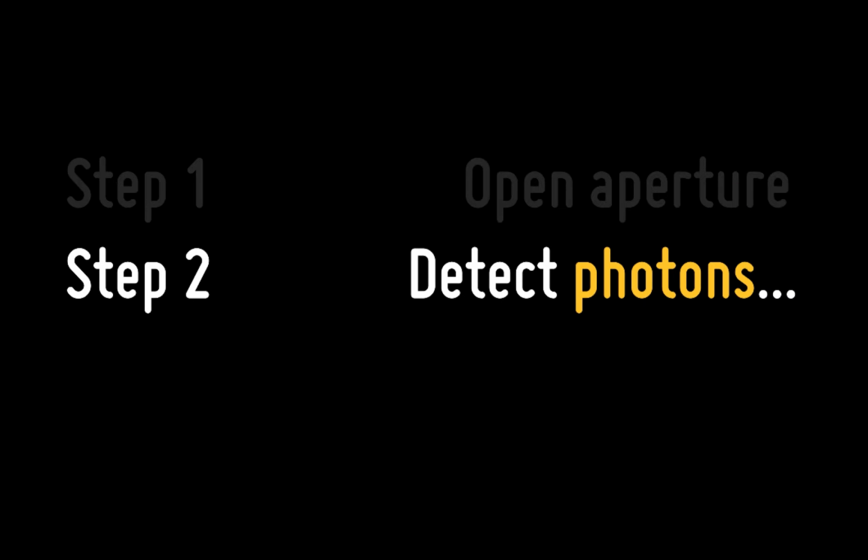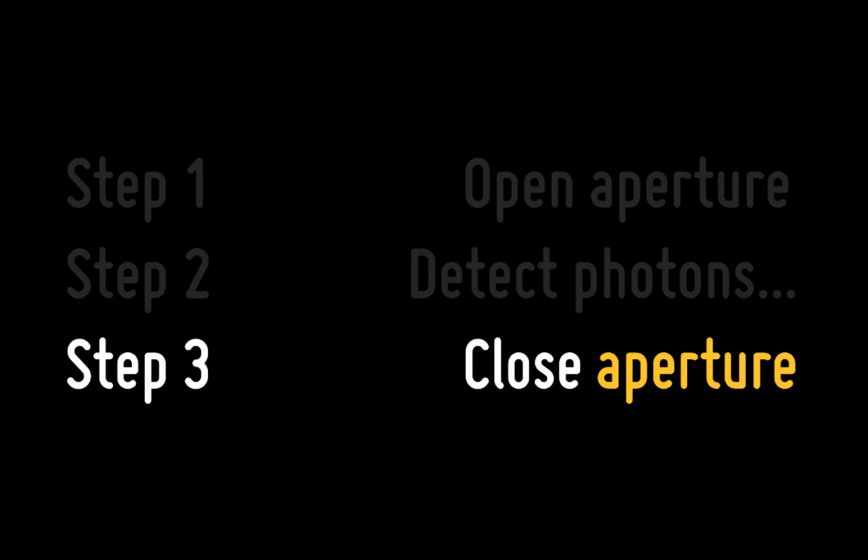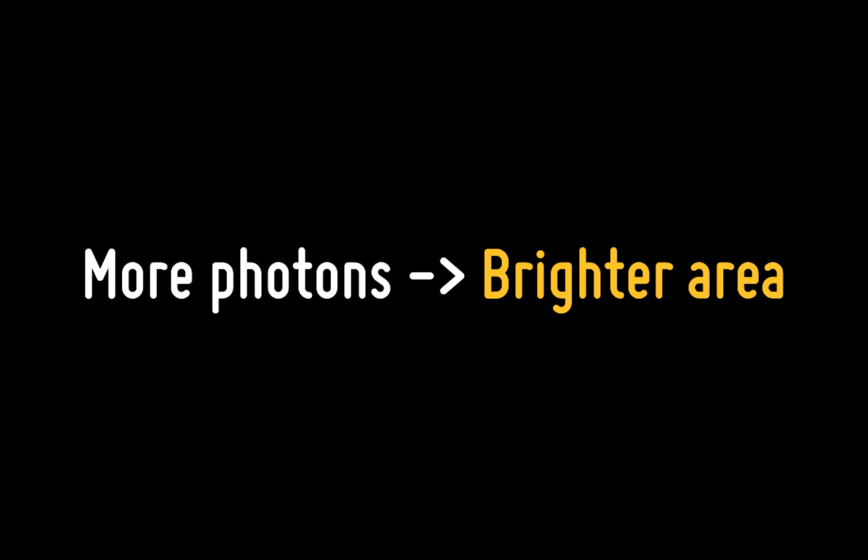So you have this dark box and to take a photograph, you open the aperture, which is just a hole. Photons come through that hole and you detect them somehow, and then you close that hole and you've captured your photo. Super simple, right?